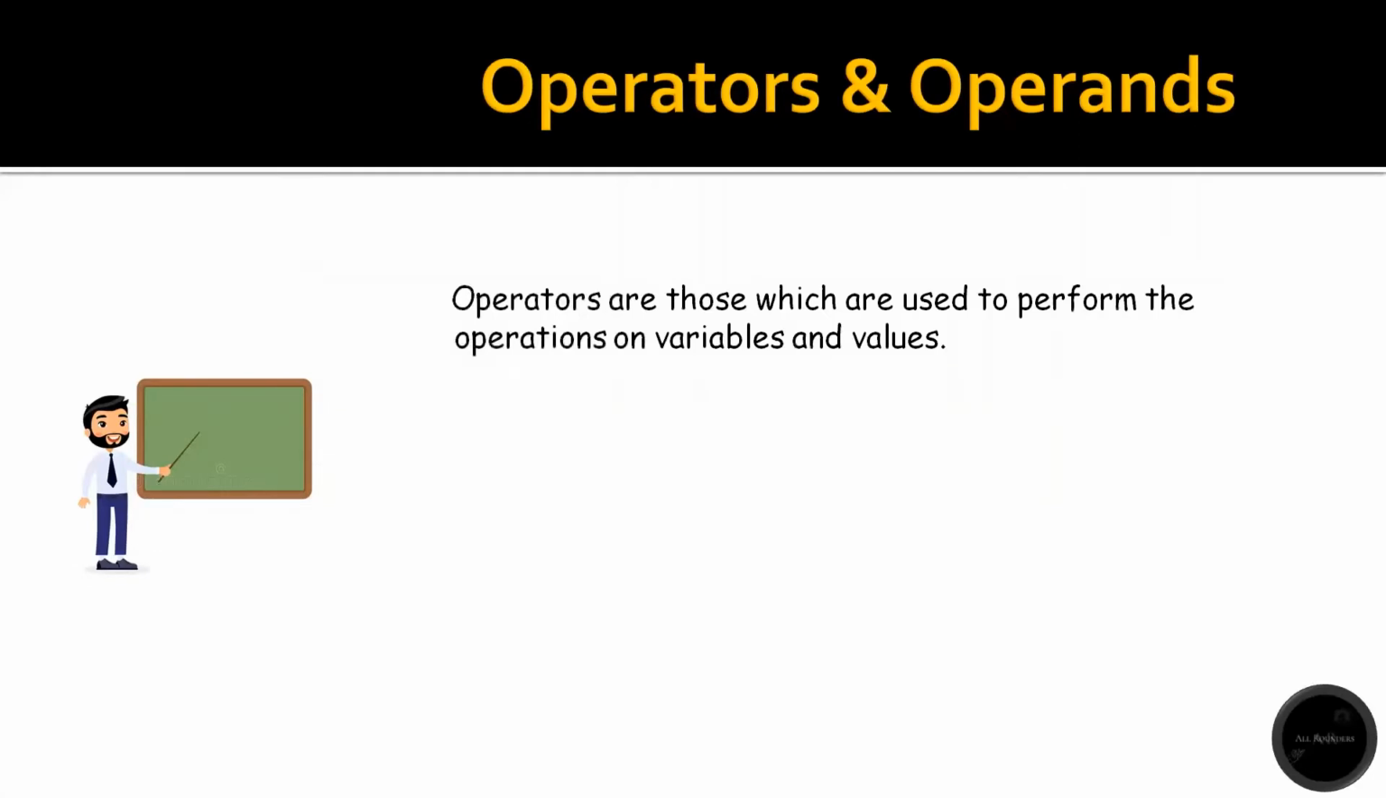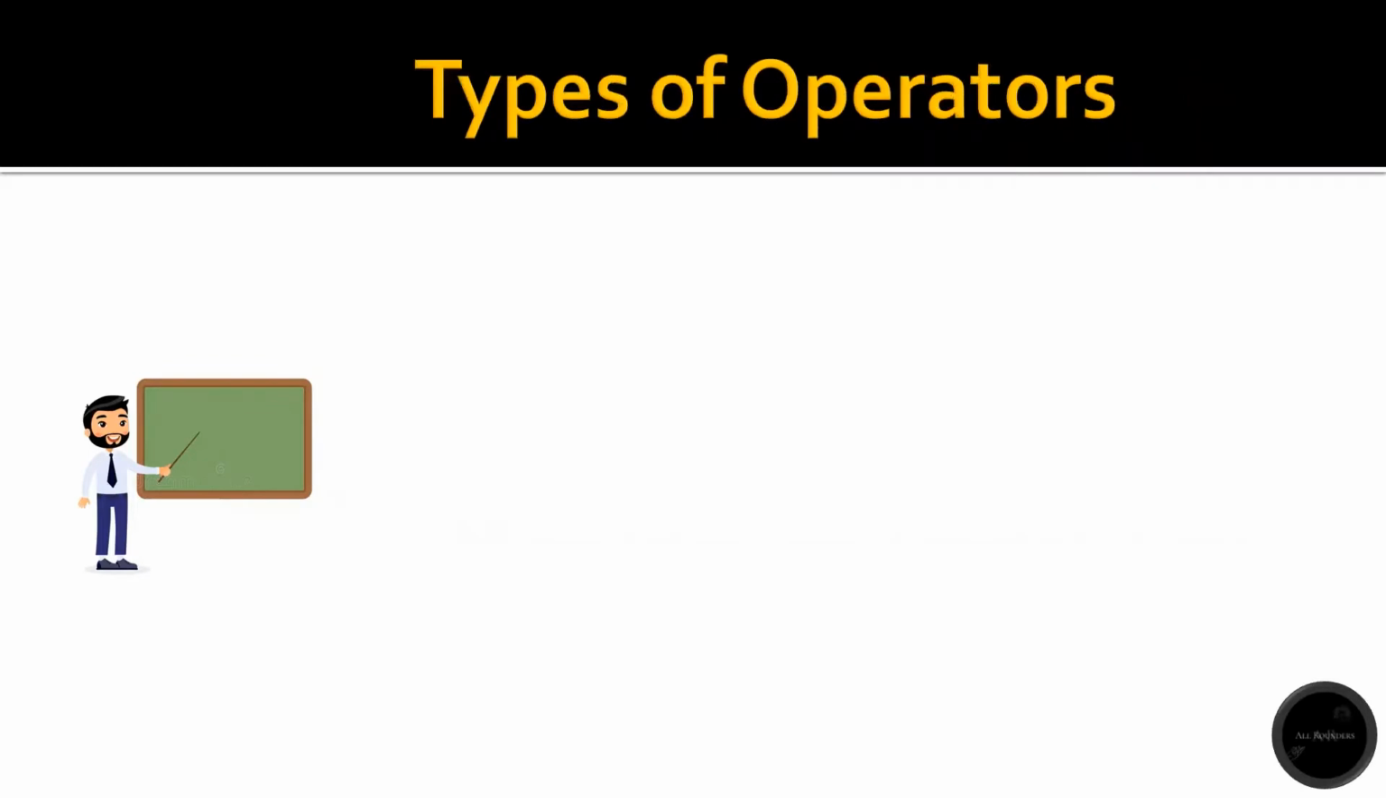So what are operators and operands? Operators are those which are used to perform operations on variables and values, and operands are those on which the operators work. So basically, in simple terms, if we take the basic addition operation and we are adding 4 and 5, we will write 4 plus 5. Over here, 4 and 5 are the operands, and plus is the operator. So that was really simple. Let's move on.